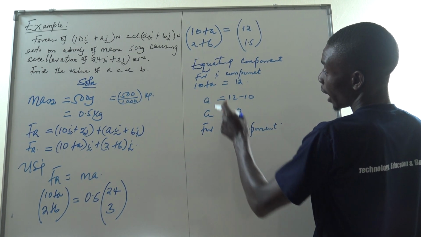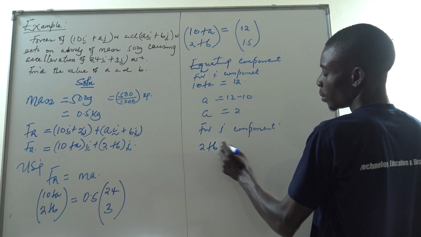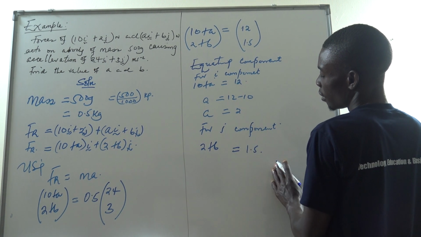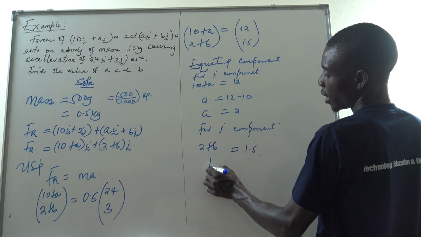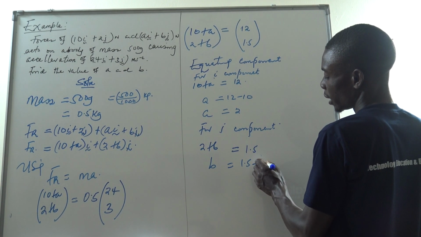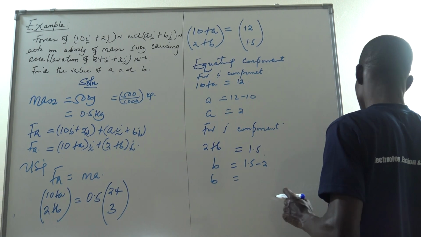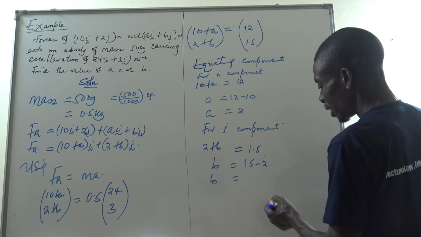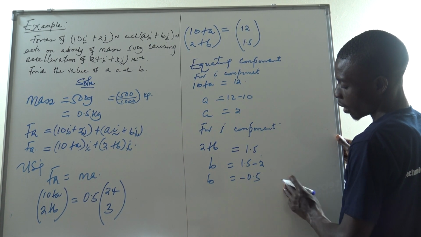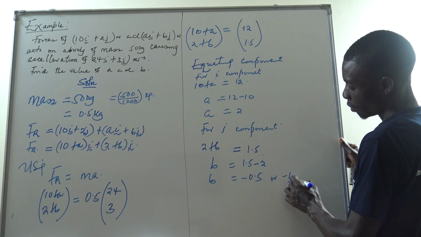And then for the j component, I can say 2 + b is equivalent to 1.5, and then b equals 1.5 minus 2, and that gives us b as equal to negative 0.5, or negative a half.